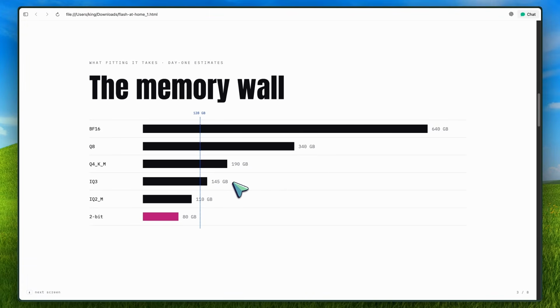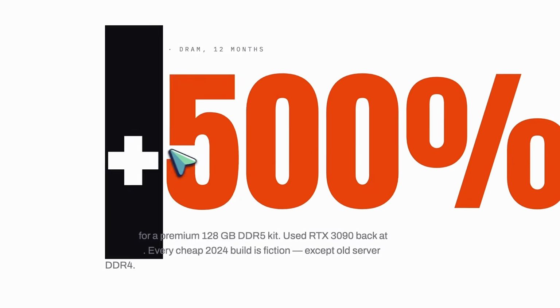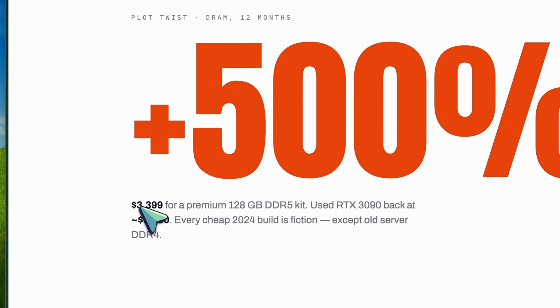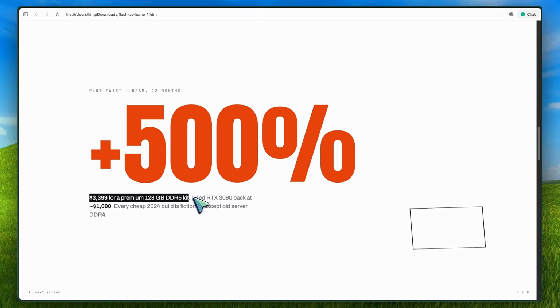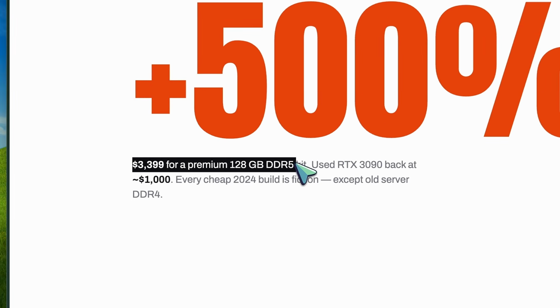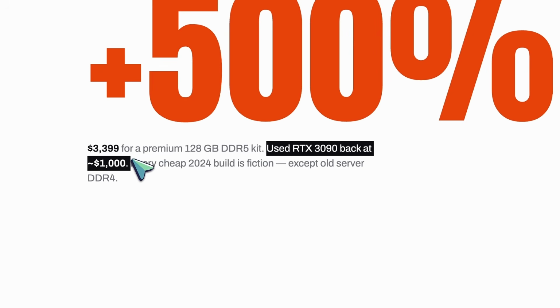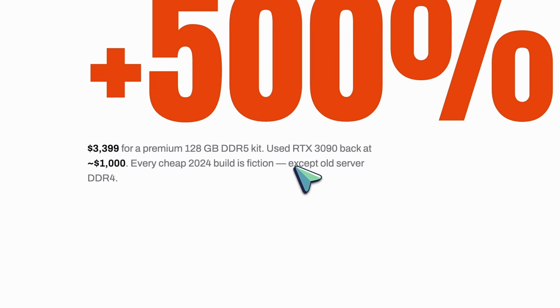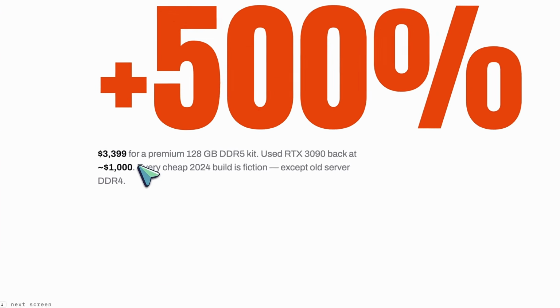Now, before I show you the builds, there's a plot twist, and it's ugly. 2026 is literally the worst year in history to buy memory. RAM prices have climbed around 500% in 12 months because AI data centers are eating the entire DRAM supply. Tom's Hardware tracked premium 128 gig DDR5 kits at $3,000. Even a value 2x64 DDR5 kit costs you around $1,000 right now, and used RTX 3090s, which used to be the classic $600 bargain, are now hovering around $1,000 too. So, every cheap AI server build video from 2024 is now basically fiction.